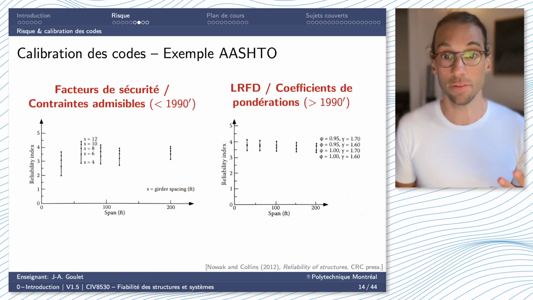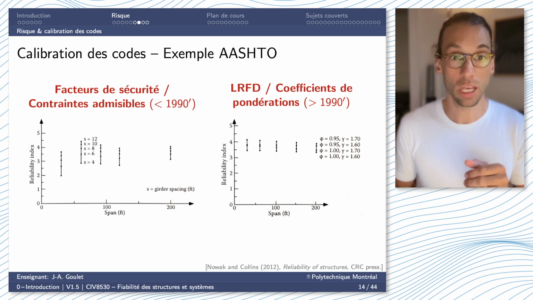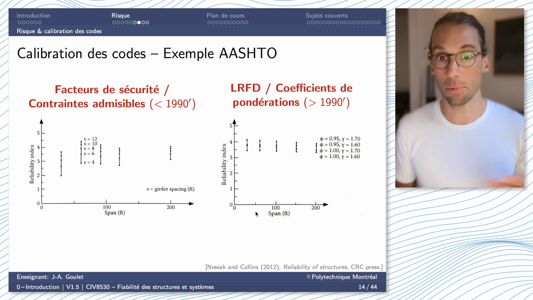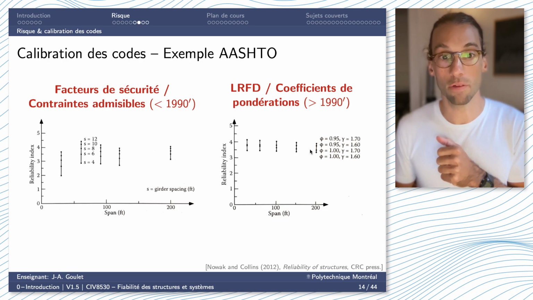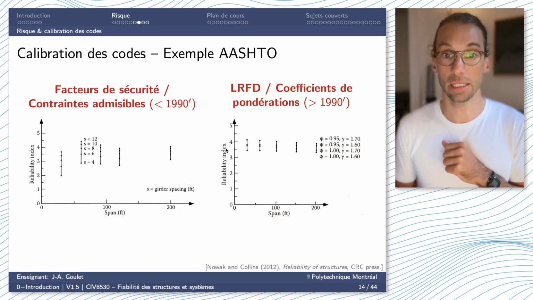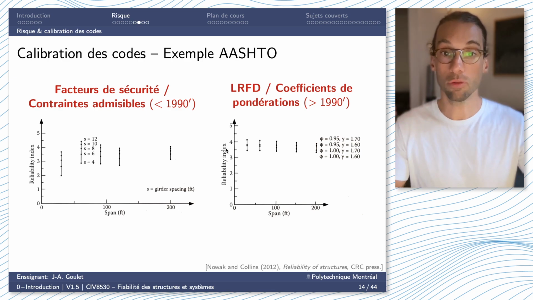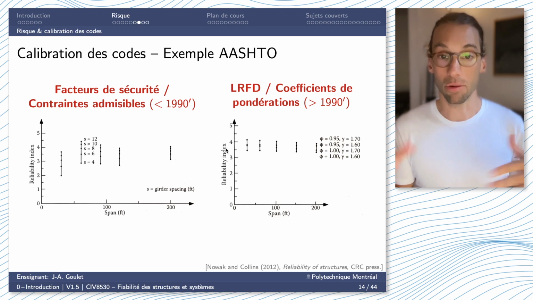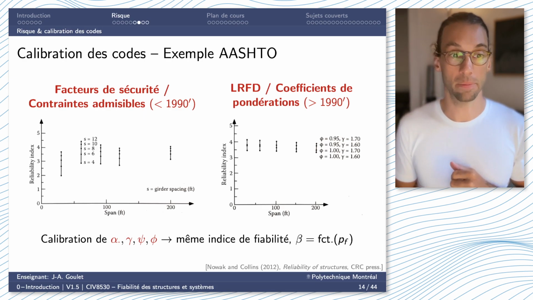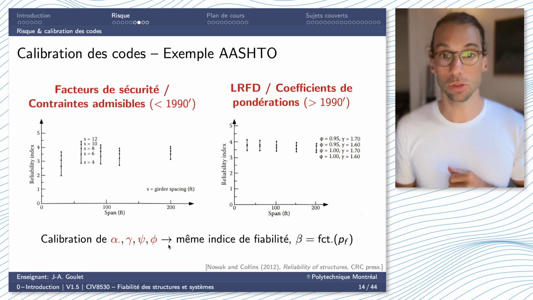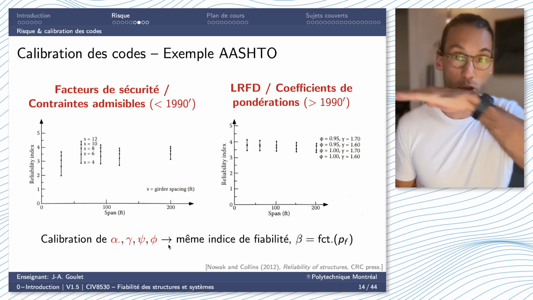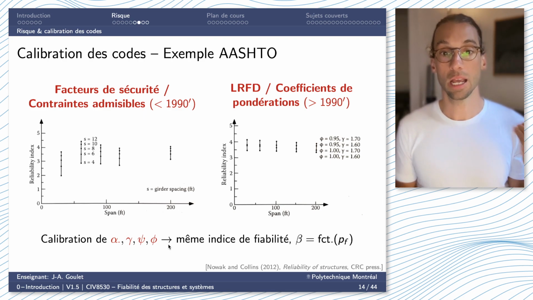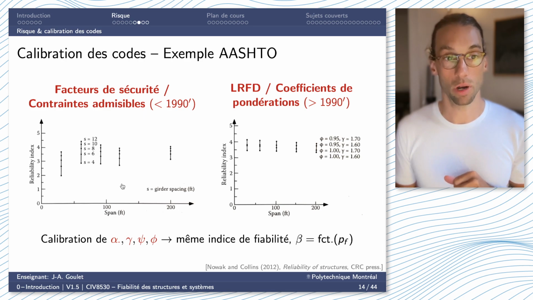Now, after LRFD, where we introduced those weighting coefficients, we see that depending on this example, different spans of bridges all roughly have the same reliability index. And this is what we want. We want a uniform level of risk around all the structures we can design. So all those coefficients were calibrated to obtain a uniform level of reliability across my possible structures. Here, that reliability index, which we're going to see later on as beta, is a function of the probability of failure. We're going to cover this in the later videos.